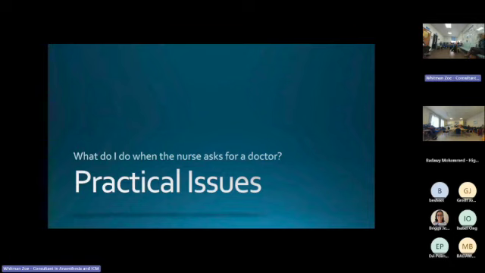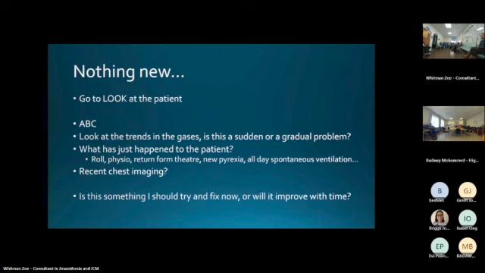Okay, I've got a couple of quick slides on what to do for when the nurses ask for help. Generally, it's go and look at the patient and try and figure it out. Is it an acute problem or is it a gradual thing? If it's an acute thing, particularly, what's just happened? What has somebody done that's changed? Usually they've rolled the patient and something's happened, or physio have just been attacking them. Their breathing's not as good as it was.